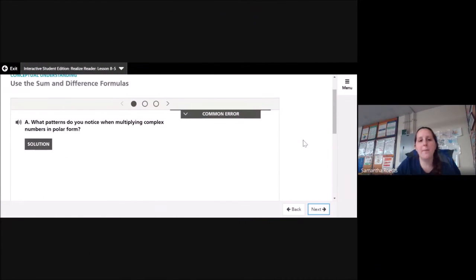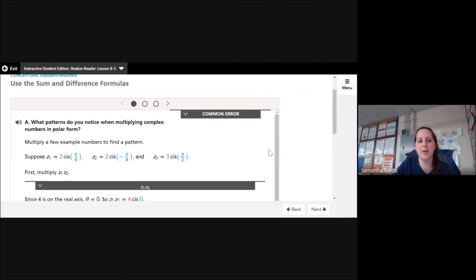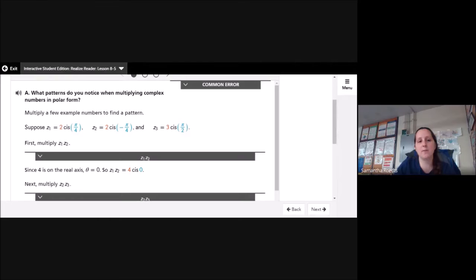Okay. What patterns do you notice when multiplying complex numbers in polar form? Multiply a few example numbers to find a pattern. Suppose z sub 1 equals 2 cis pi over 4, z sub 2 equals 2 cis negative pi over 4, and z sub 3 equals 3 cis pi over 2. So I first multiply z sub 1 and z sub 2.